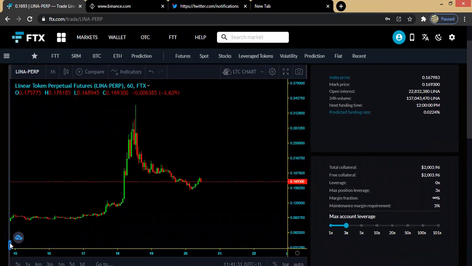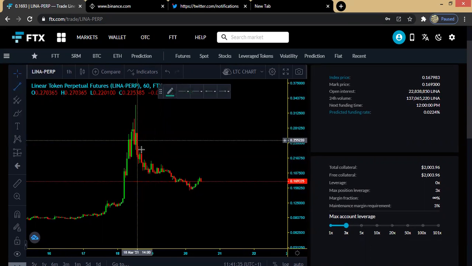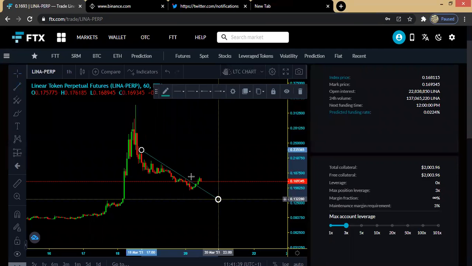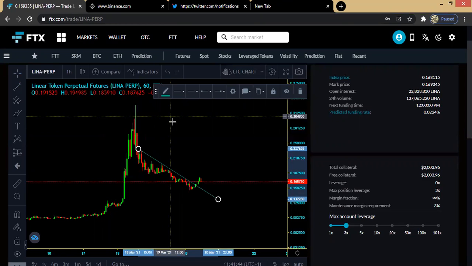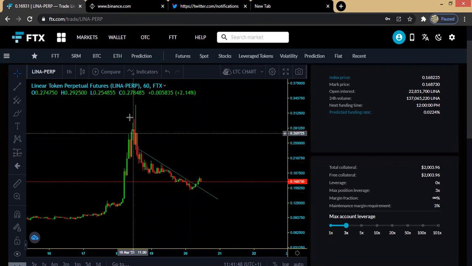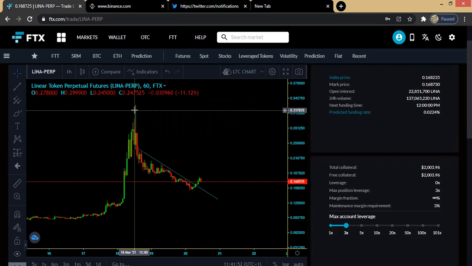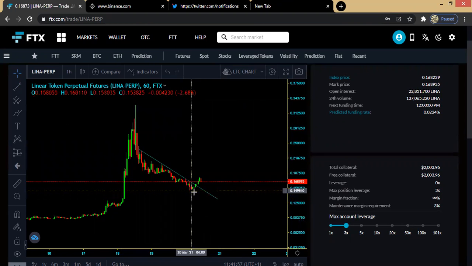All right, a quick one here. Let me draw the trend lines. All right, I'm on 1 hour charts. This is 1 hour time frame. I'm using 1 hour for this. So what happened is that after the pump, we started seeing a series of corrections, a series of dumps, and the market has been going down up to this very point.